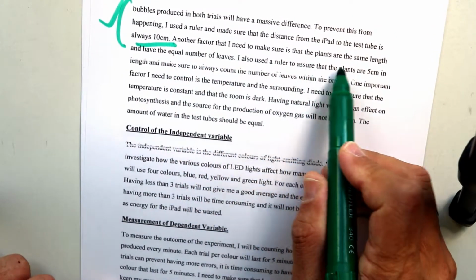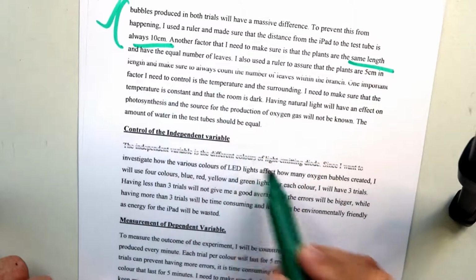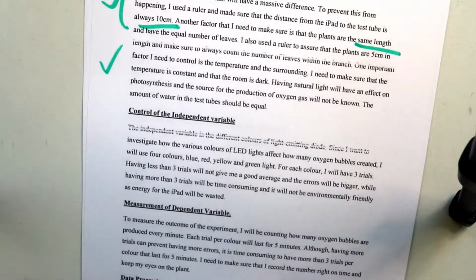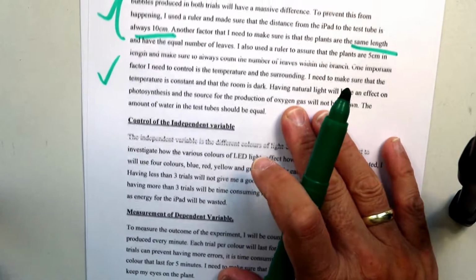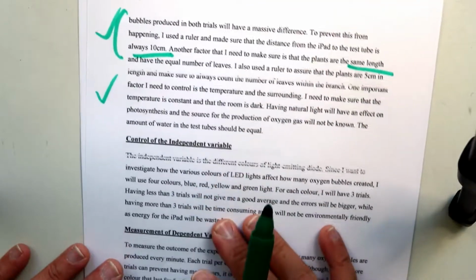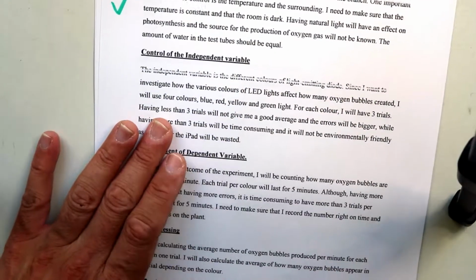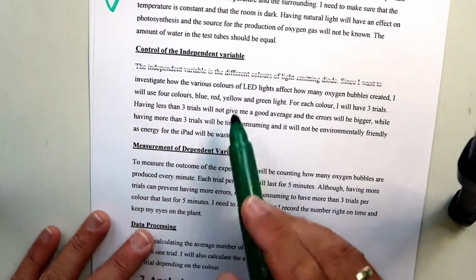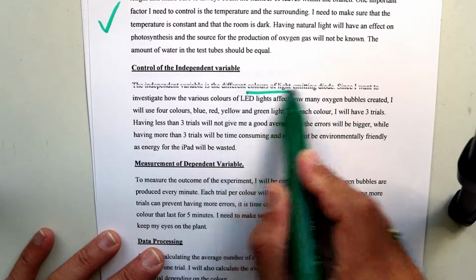Another factor is the plant's the same length. So here she justifies this. I think that's okay. I'm not going into details now, I'm just going to skim through this a little bit. The independent variable, that is the different light color. The color of the LED, that's fine.